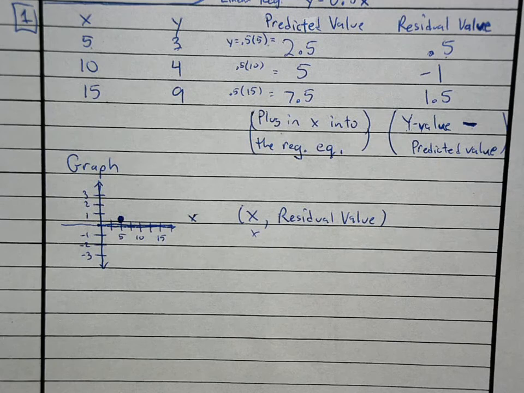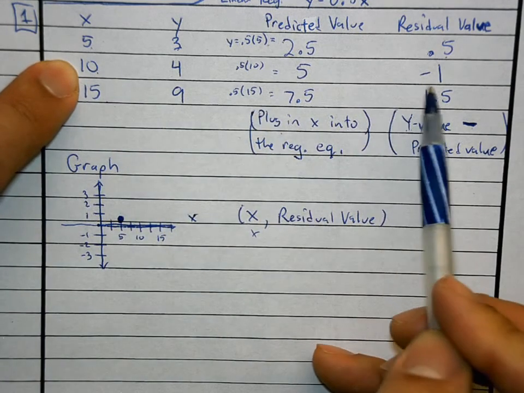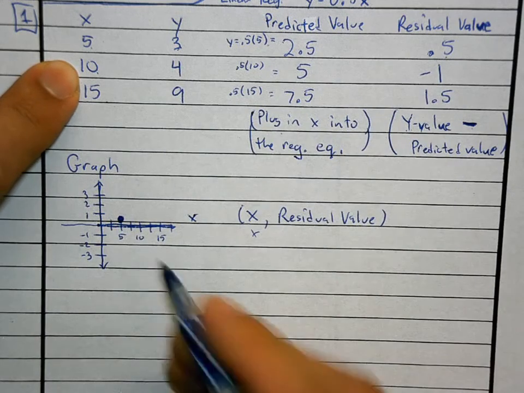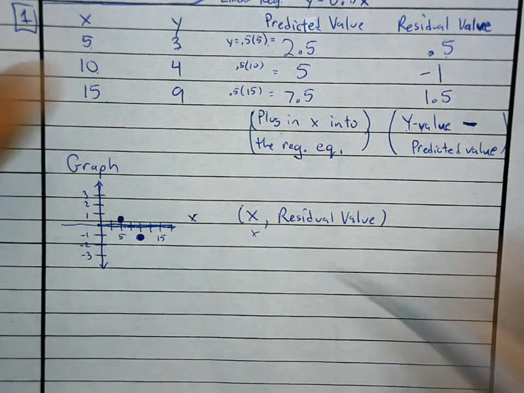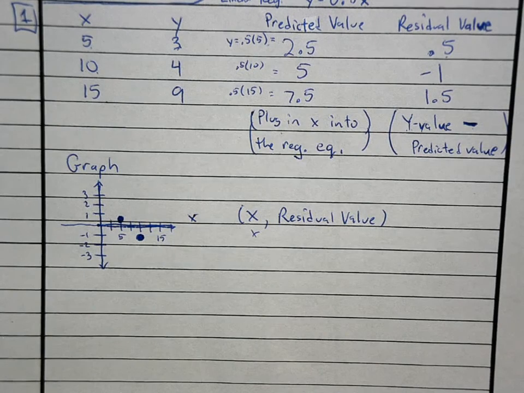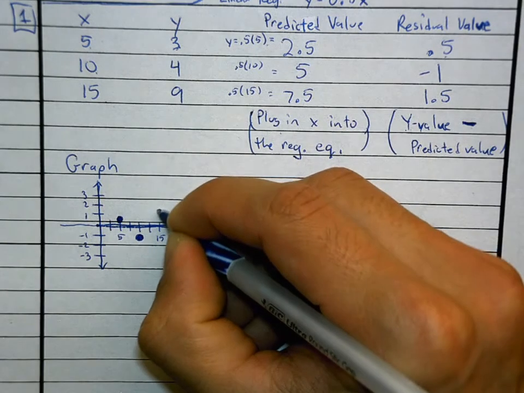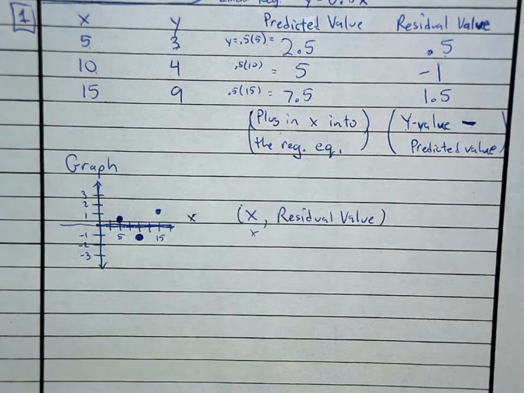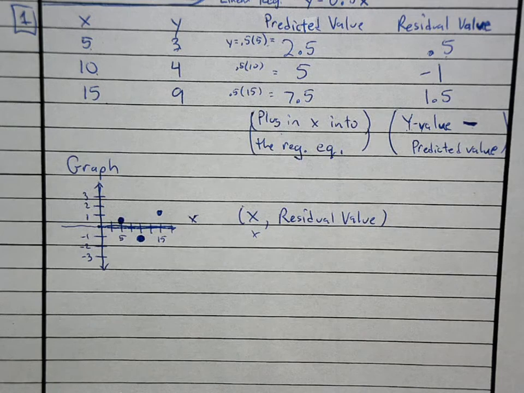Which means when I go to 10, what's the y coordinate I'm going to use? So I go 10, -1, and I make my dot there. This one actually covers up the 10, doesn't it? For me. It might be different on yours. And 15, what's our residual? And that's how we're going to graph. We're going to graph by plotting x's and how far away are these from the graph.